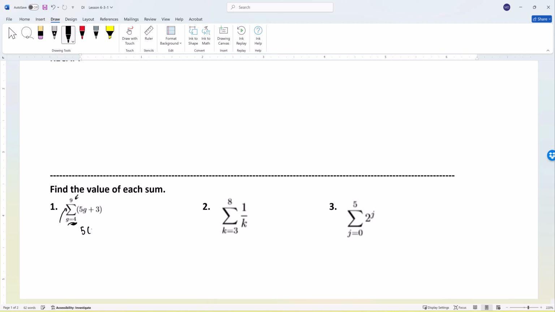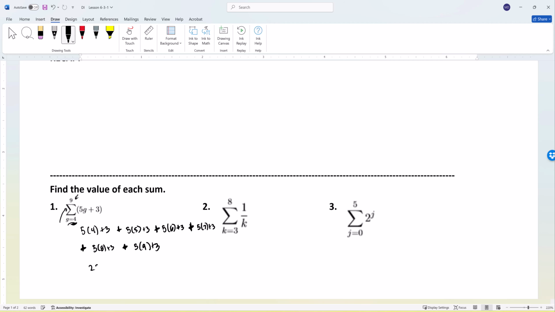So you plug in 4 plus you plug in 5 plus you plug in 6 plus you plug in 7 plus you plug in 8 plus you plug in 9. And so you need to find each of those values.